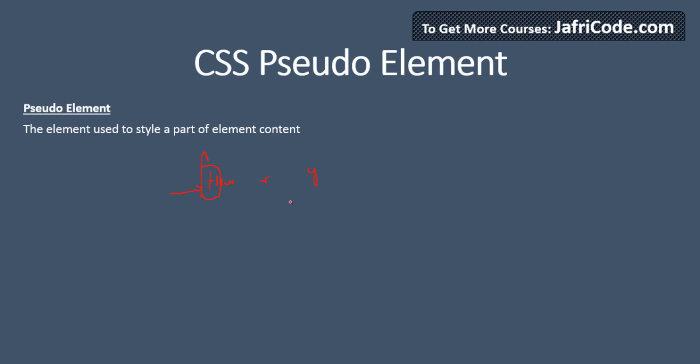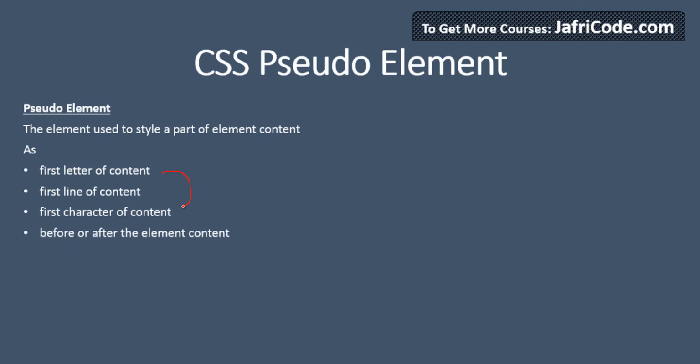Or, for example, if there is a paragraph which has 4 or 5 lines and you want to design only the first line of the paragraph, you can use a pseudo element. For example, first letter of the content, first line of the content, first character of the content, that is the same thing. Another is before or after the element content.